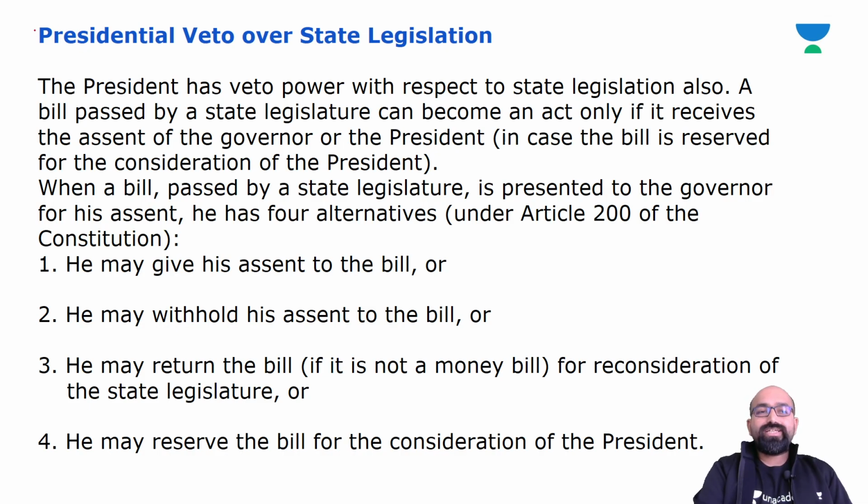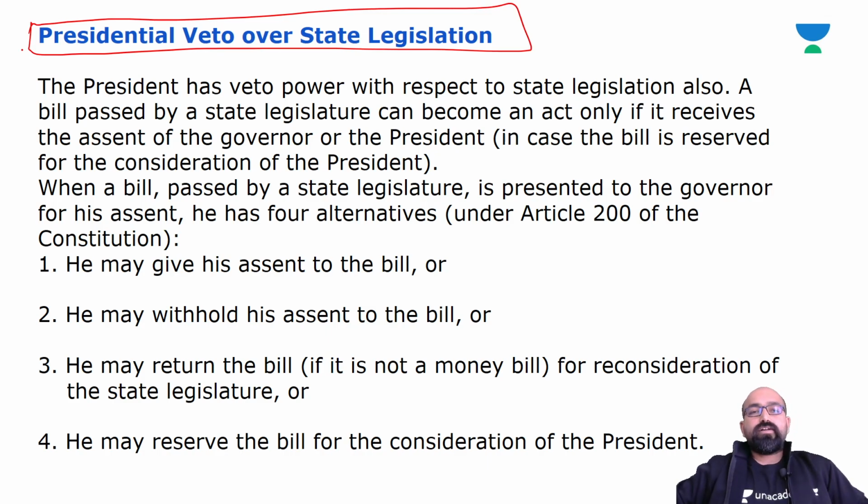Now, presidential veto over state legislation. Yes, after the parliament, we'll see the presidential veto on state legislation. So the president has veto power with respect to state legislation also, and a bill passed by a state legislature can become an act only if it receives the assent of the governor or the president, in case the bill is reserved for the consideration of the president.